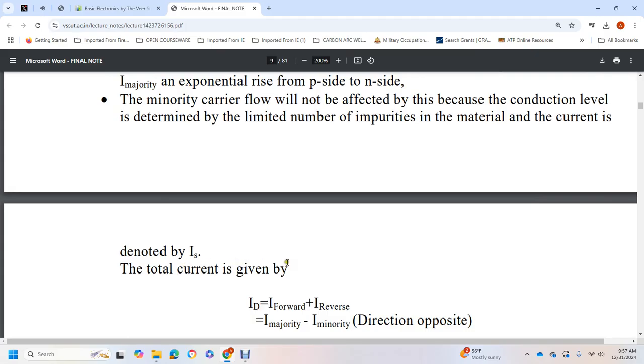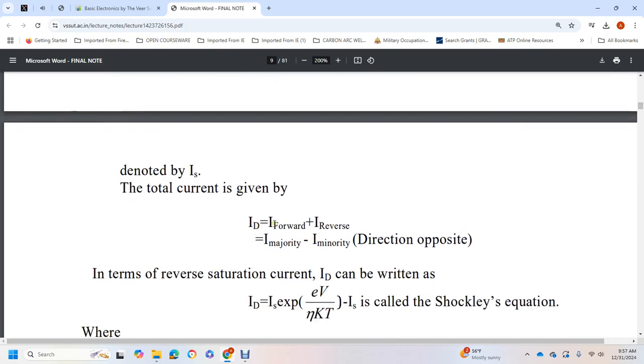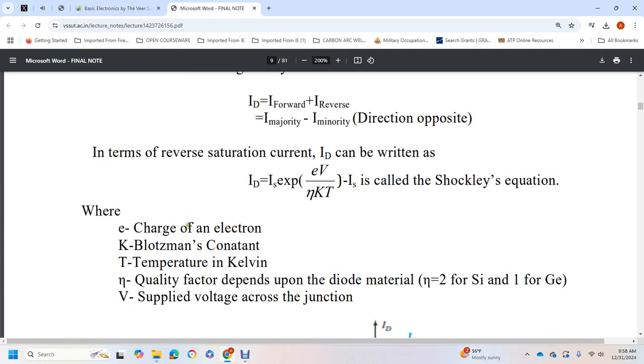Total current is given by I_D equals I_forward plus I_reverse, equals I_majority minus I_minority, in opposite directions. In terms of the reverse saturation current, I_D can be written as I_D equals I_S times exponential of qV over nKT, called the Shockley equation. q is the charge of the electron, k is the Boltzmann constant, and T is the temperature in Kelvin.